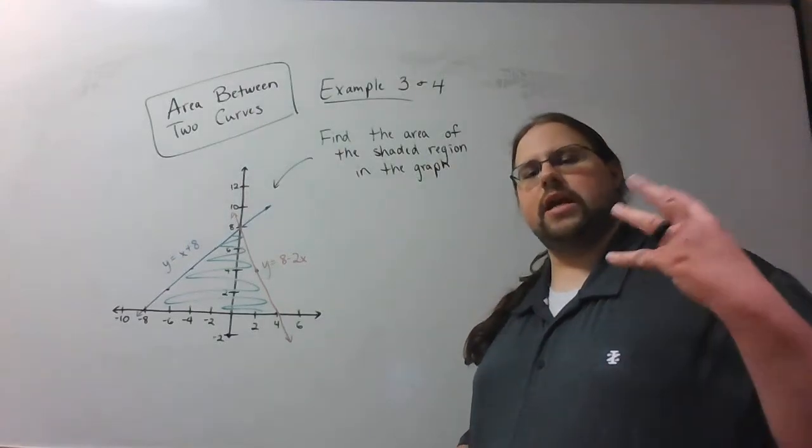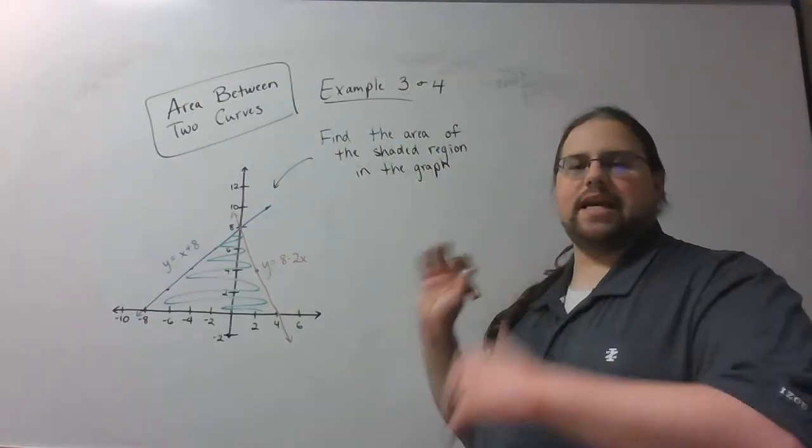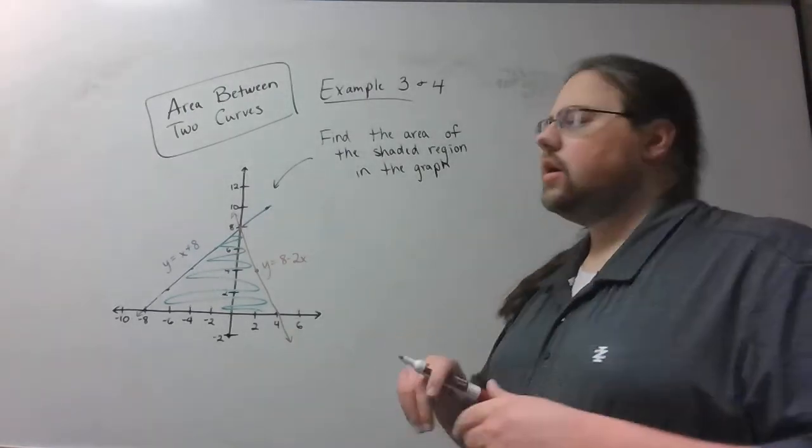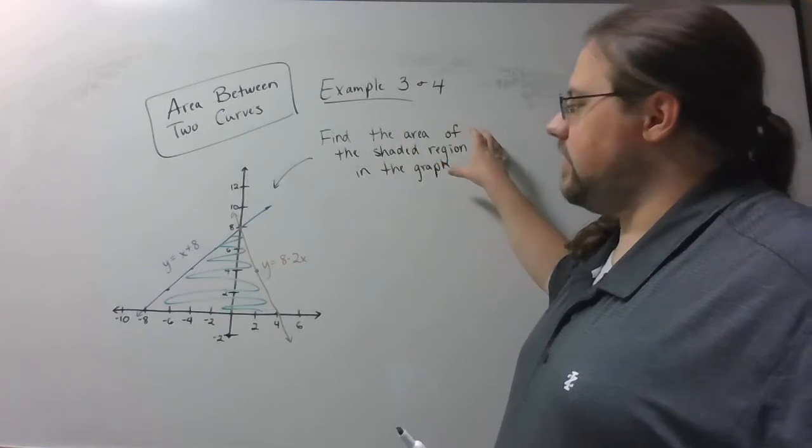So we've been talking about the area between two curves. Now I'm going to use this next example as examples 3 and 4. We're going to do it twice using two different methods. So what we're going to do is find the area of the shaded region of the graph.